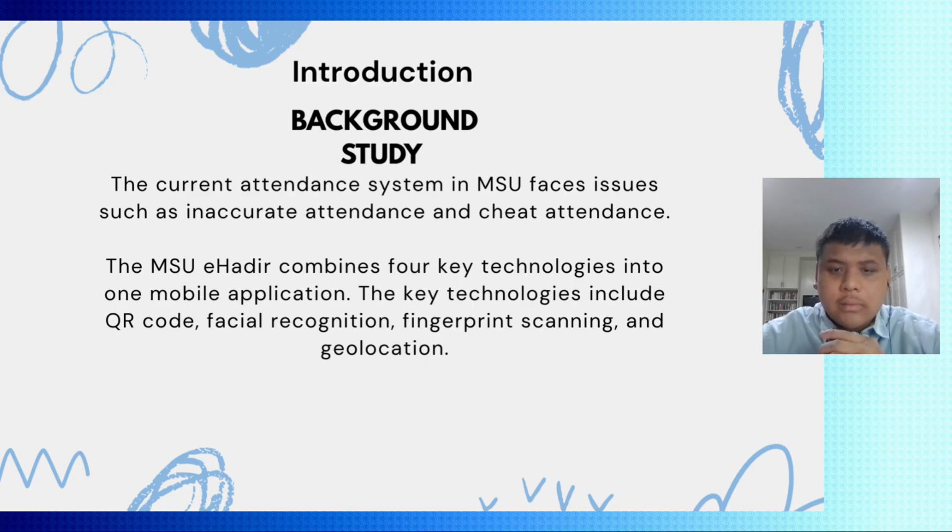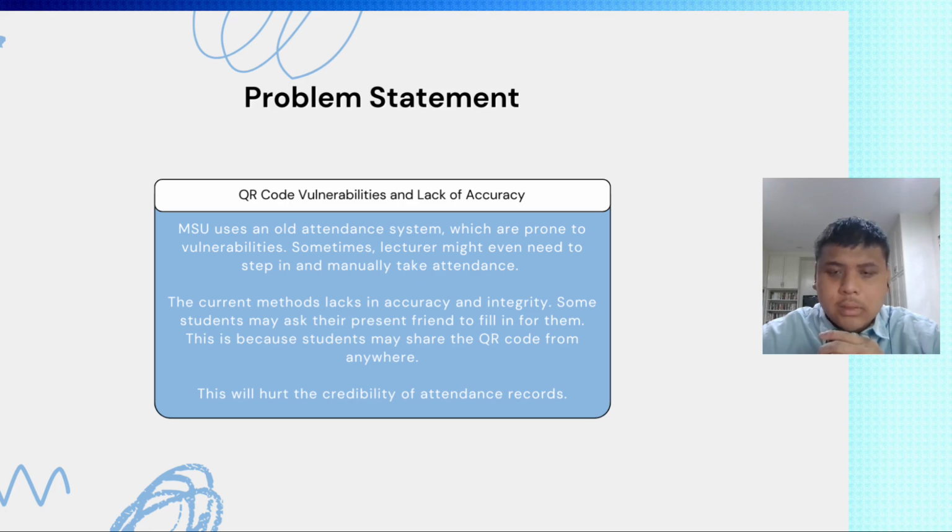As for our problem statement, just as I mentioned just now, we have a problem with QR code vulnerabilities and lack of accuracy. MSU uses an old attendance system which is prone to vulnerabilities. Sometimes, lecturers might even need to step in and manually take attendance. This is because QR code in MSU relies on the internet connection. If we don't have internet connection, lecturers might need to take attendance manually.